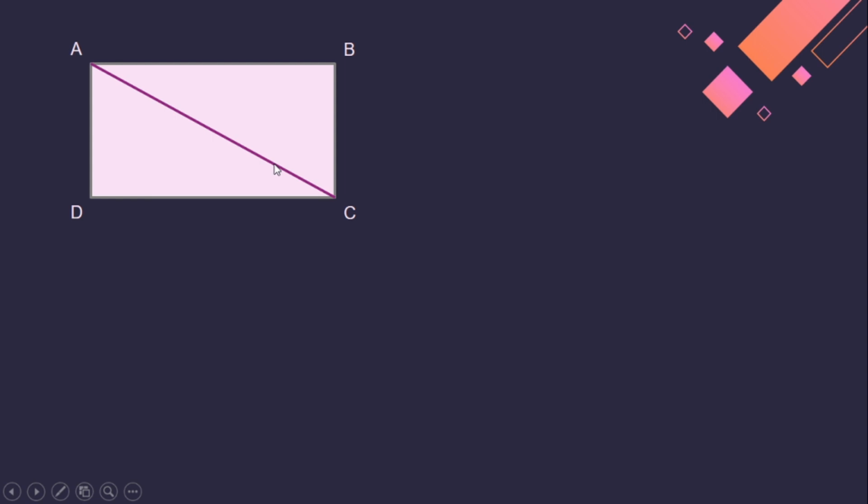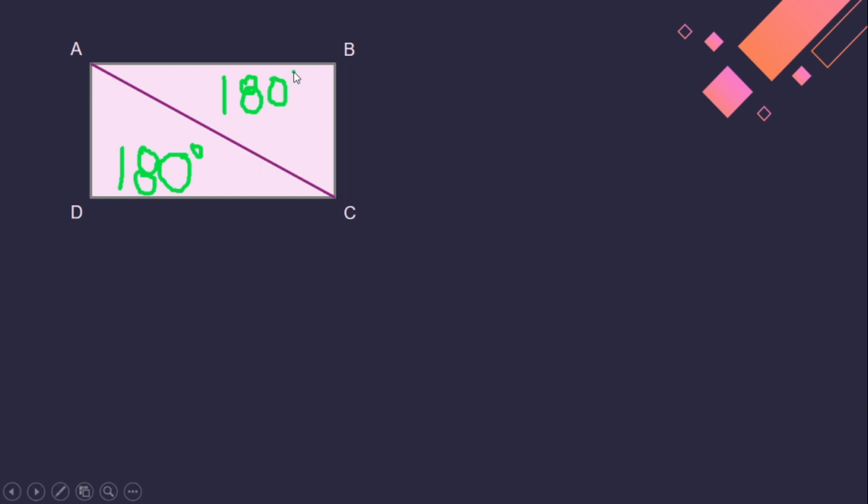Now, from this diagonal, you will notice that we now have two triangles. We have triangle ADC, one triangle, and on the other side, triangle ABC. So the first triangle and the second triangle. What is the measure of the sum of the interior angles of the first triangle? From what we mentioned earlier in the did you know, a triangle has 180 degrees as the sum of its interior angles. So if this is 180, this one is also 180 degrees. Right?